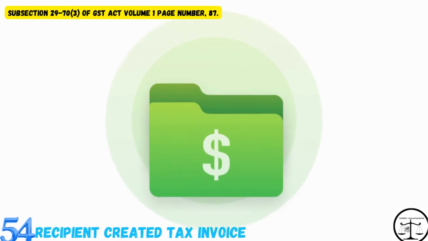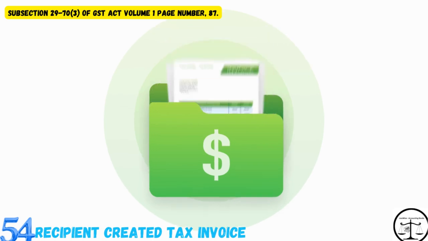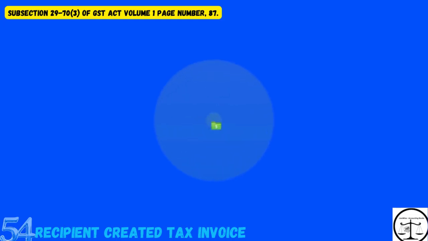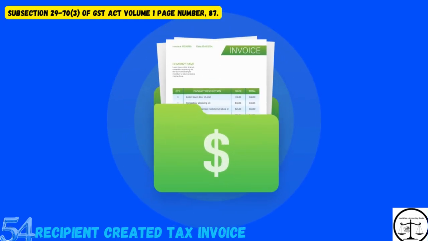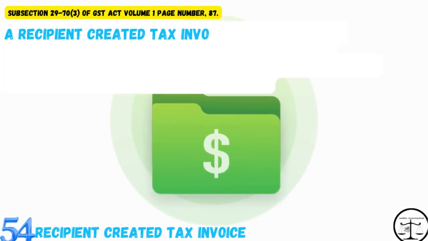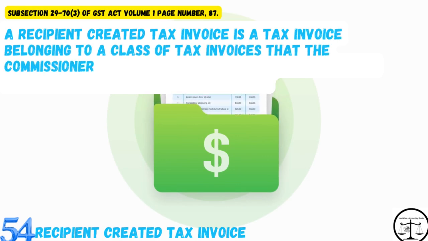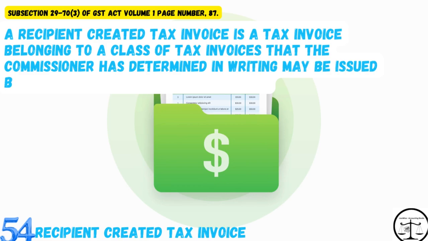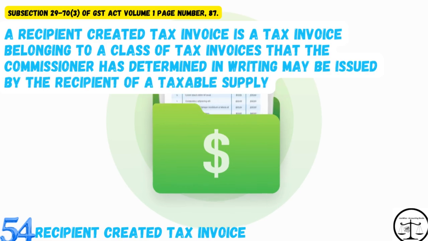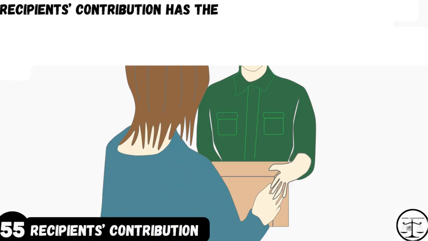Next word. Word number 54. Recipient created tax invoice has the meaning given by subsection 29-73. That is subsection 29-73 of GST Act Volume 1 page number 87. A recipient-created tax invoice is a tax invoice belonging to a class of tax invoices that the Commissioner has determined in writing may be issued by the recipient of a taxable supply.